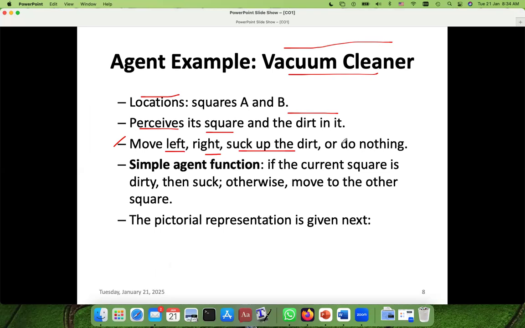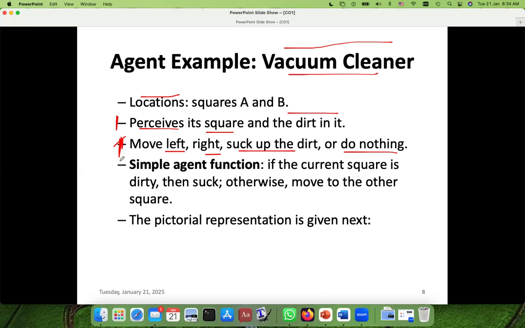Or if there is no dirt in both the squares, then what will it do? It will do nothing. So these are the actions of your agent, and these are the percepts of your agent. Okay. Percept is one thing, action is another.